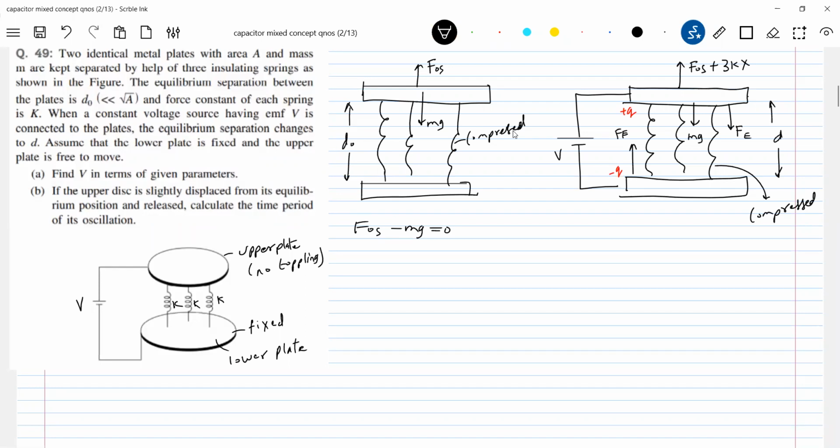So let's bother about the upper plate only. So this is the separation. Tell me, what is that elongation? What is that further compression? What is X? X is the further compression, the increase in compression. So now who will balance this additional electrostatic force? The additional spring force only. So the F naught S plus mg from the initial equilibrium will get eliminated.